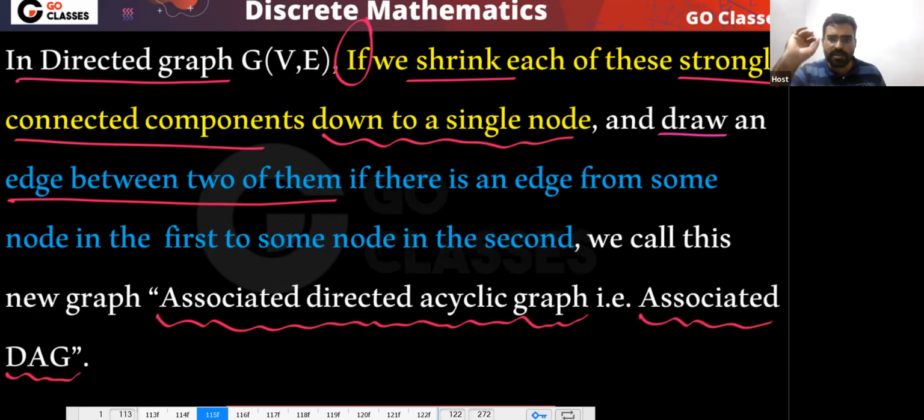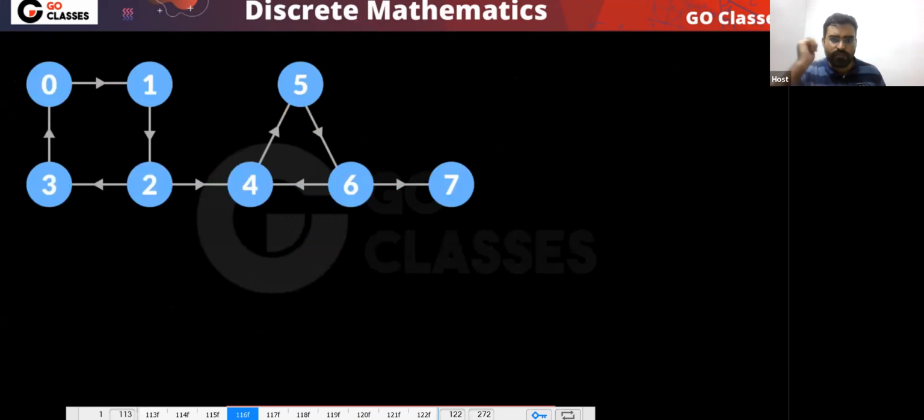Let's understand this concept. So for this, let's find the associated DAG.